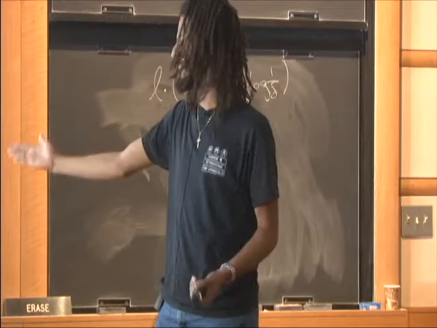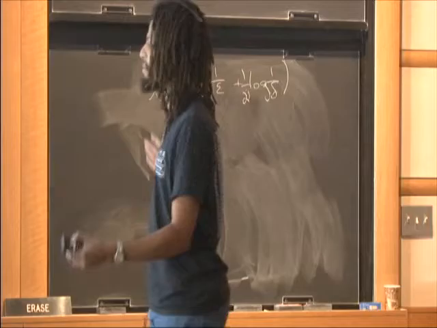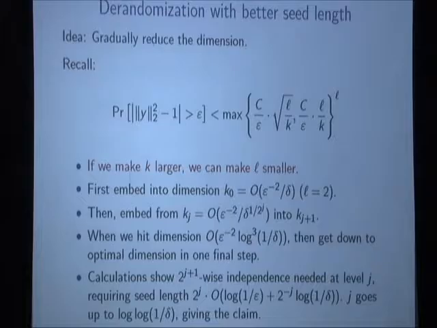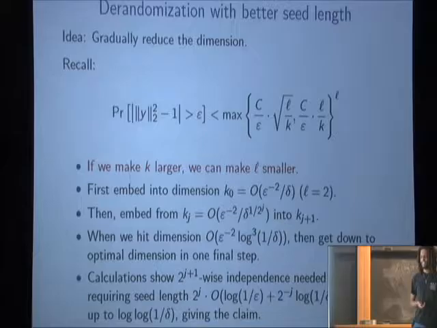At the end, I get to some dimension, let's say 1 over epsilon squared log cubed 1 over delta. And then I need a final embedding to get me down to the optimal dimension. And that final embedding is already costing me everything. I see. Yeah.